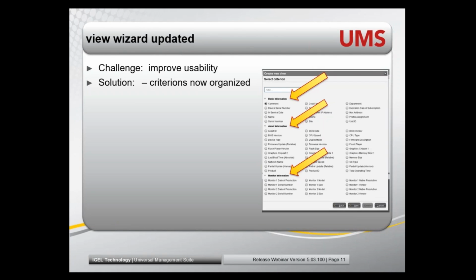Before, there were also 56 or 57 different criteria, but now they are organized by headlines like basic information, asset information, and monitor information. So it's a little bit easier to find them. A new criterion is added: the duplex mode. You check this radio button, and then you get a list of all thin clients that are using 2 monitors.